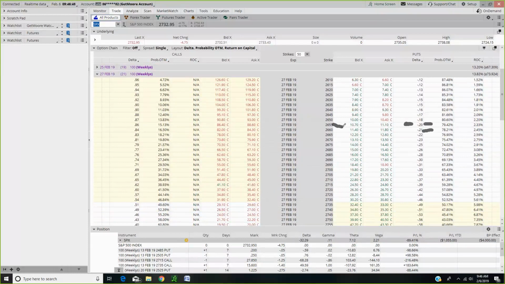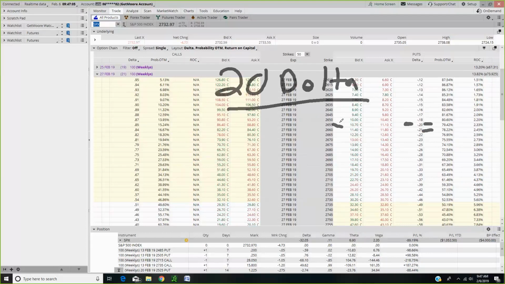But what you're going to do, we have a 20 delta now. You're going to be looking for the 20 delta. If you don't have a 20 delta, like it's 21 and the next one's 19, I'm going to go under. I'm going to do the 19. So I'm going to do the 2655 put. I'm writing that down. That's the one I'm going to sell.